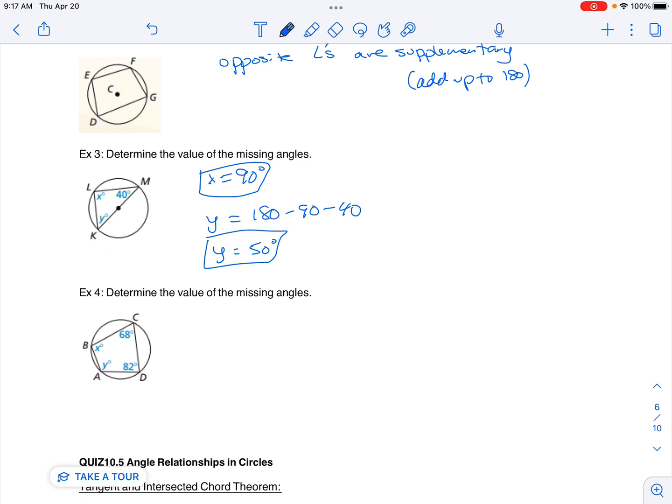And example 4, determine the value of the missing angles. Opposite angles are supplementary. So x plus 82 equals that 180, subtract it off, and I get 98 for x. And with the y, I have y plus 68 equals that measure of 180. So y is going to equal 112.